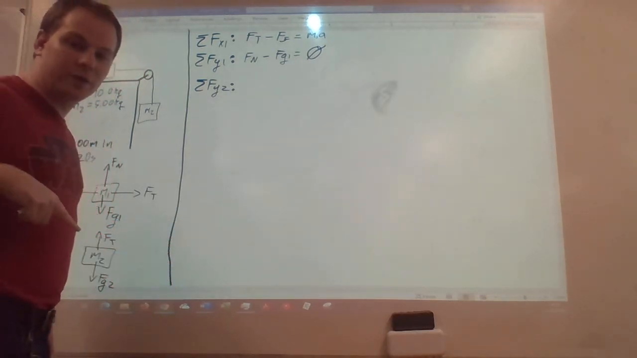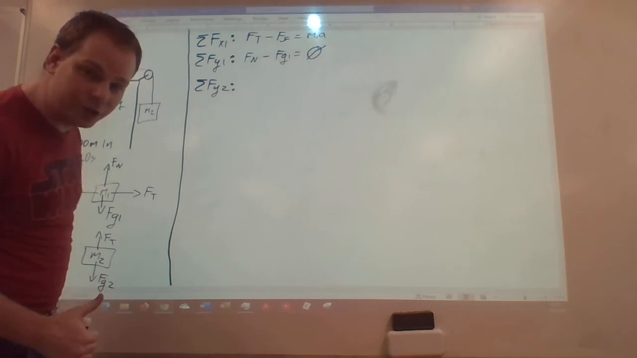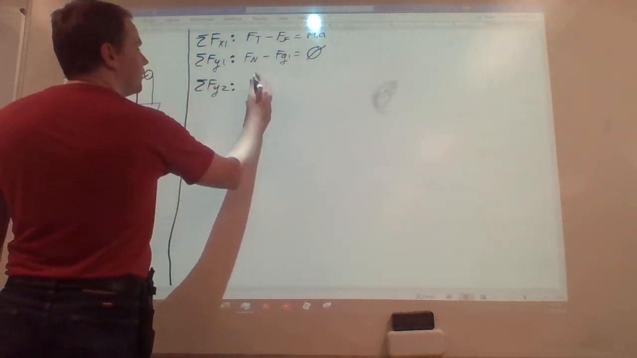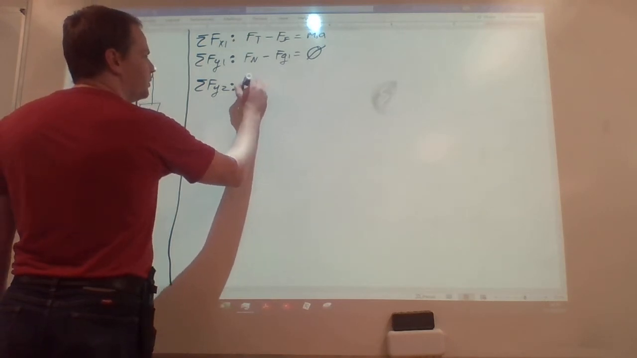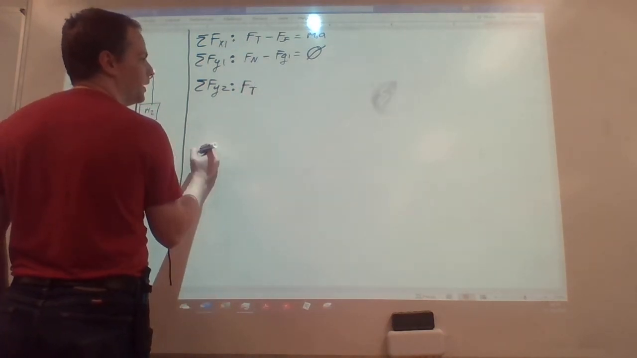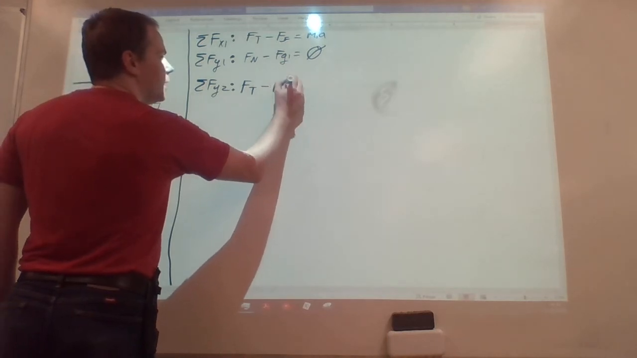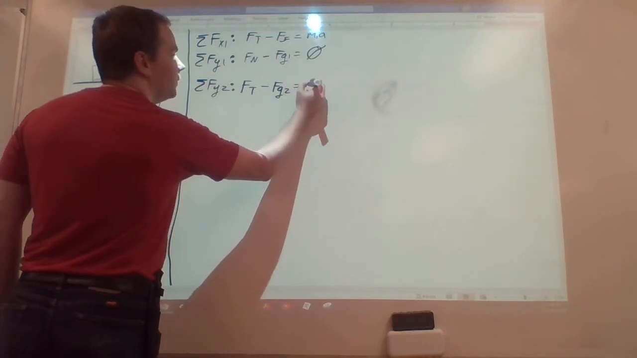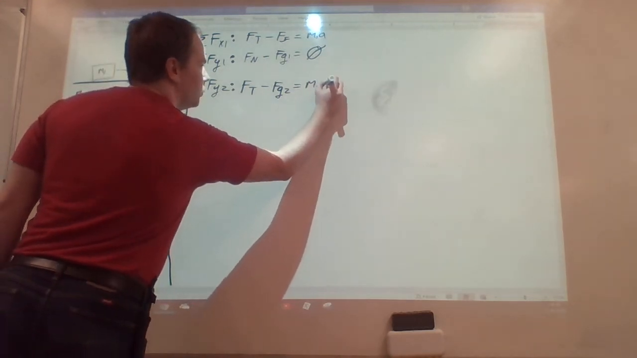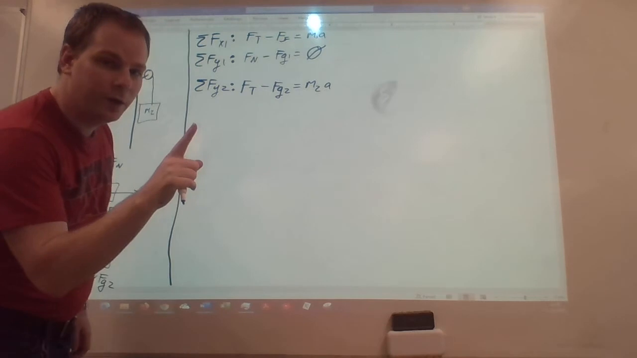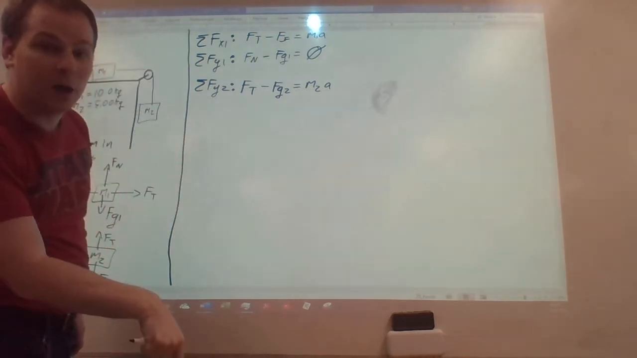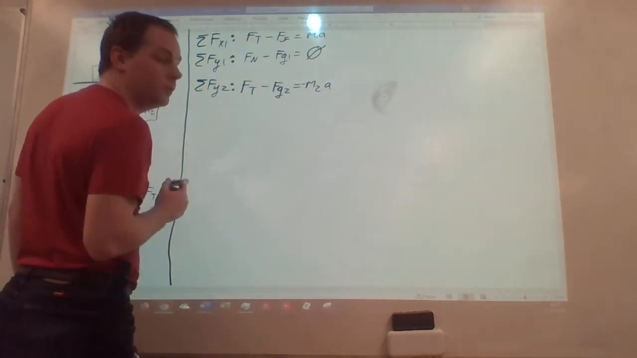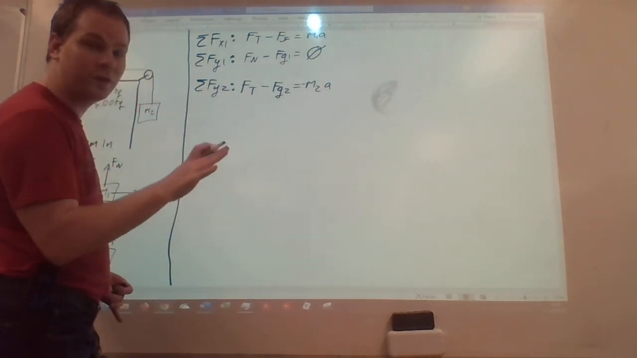Now, for mass 2, we have the tension up and the weight down. So we can say that the tension force, which is in the positive y direction, minus the gravitational force of mass 2, which is in the negative direction, is equal to m2a. But it's accelerating down. So it's negative a, which means it has to be negative m2a. This is an important distinction. You have to keep that in mind.